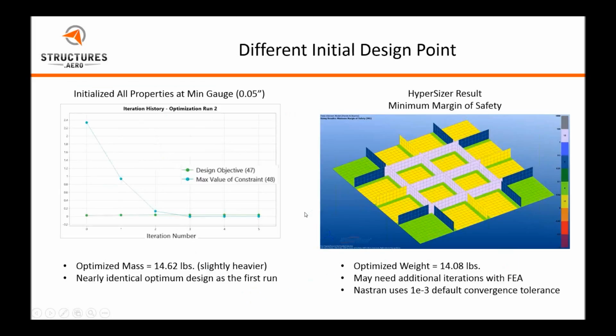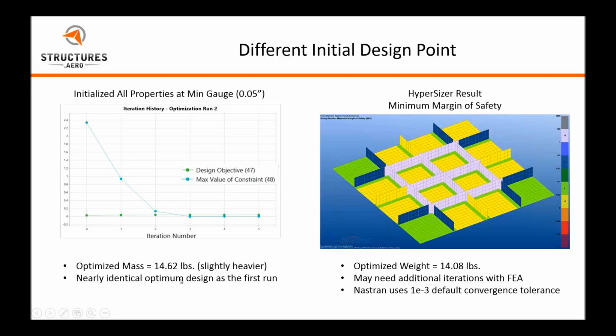So then what I wanted to do was to see what would happen if we initialized our design at a different design point. What if everything started at min gauge? So I started everything at min gauge, and as you can imagine, my stress constraints were violated, my deformation constraints were violated, and that's indicated here by a positive max value of constraint. But it did converge, this time in just 5 cycles, to a very similar weight of 14.6 pounds. That's a nearly identical optimum.